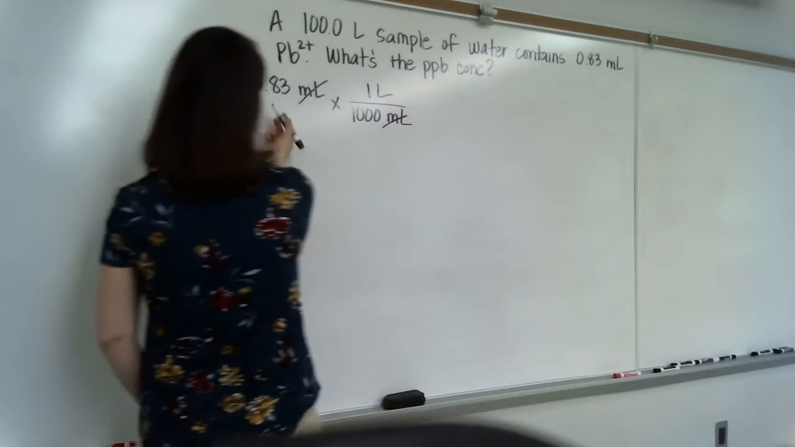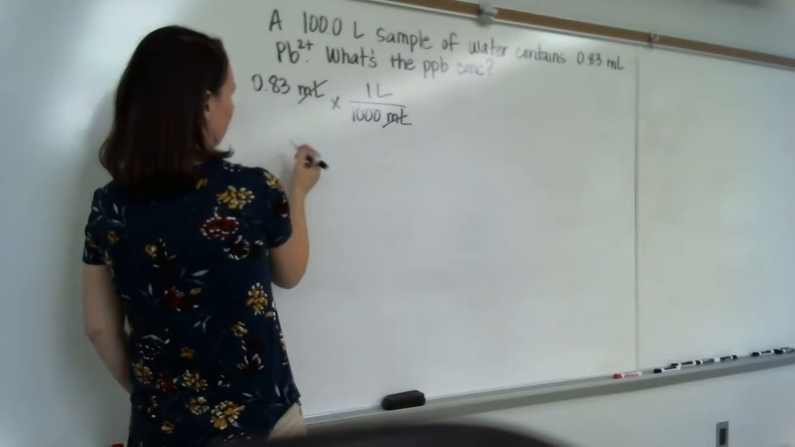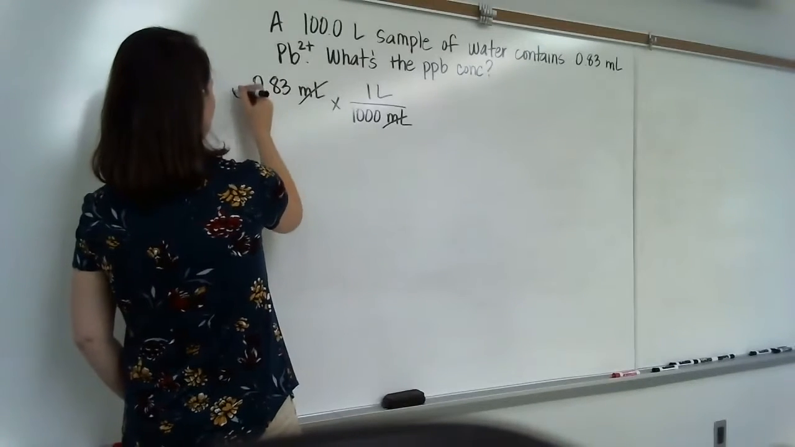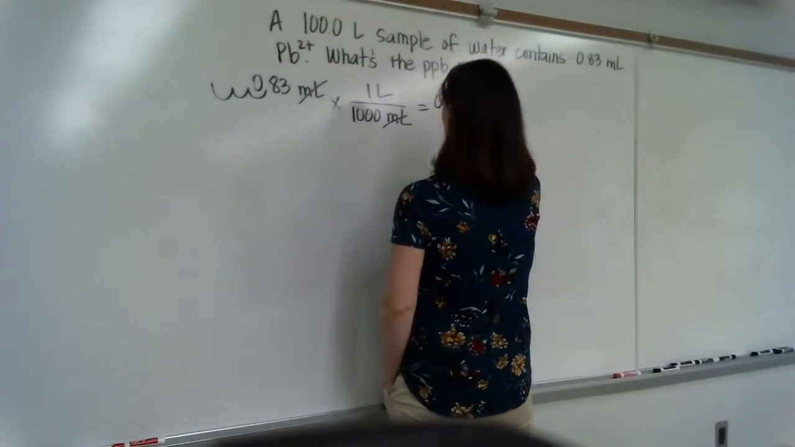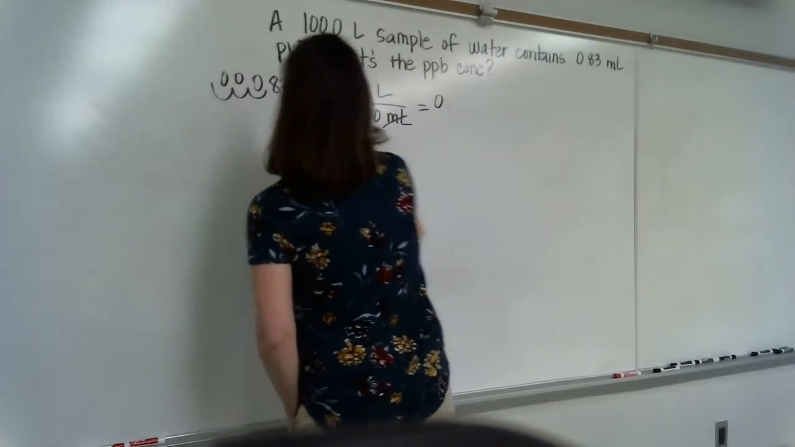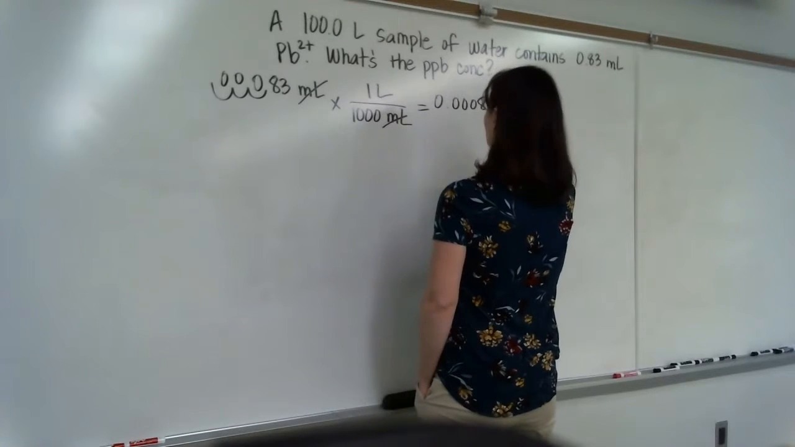So when you do this, how many decimal places are you moving? In which direction? Right, 3 to the left. So 1, 2, 3. So that gives me 0.00083 liters.